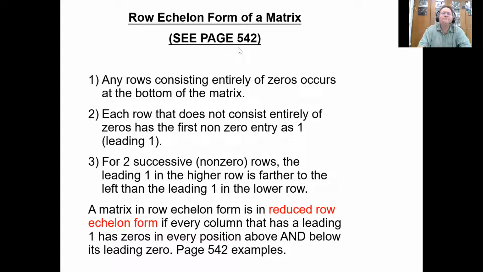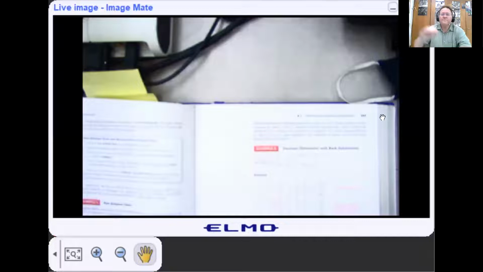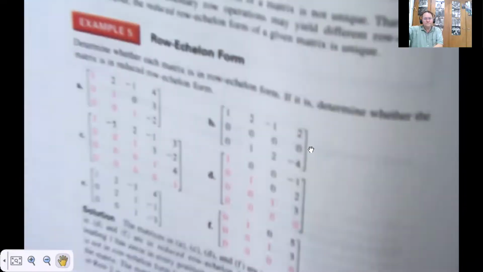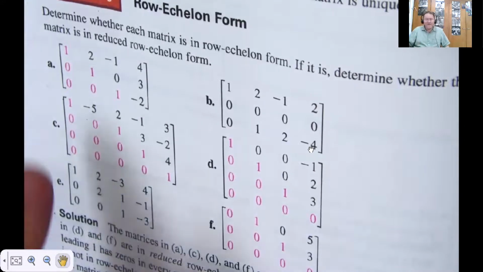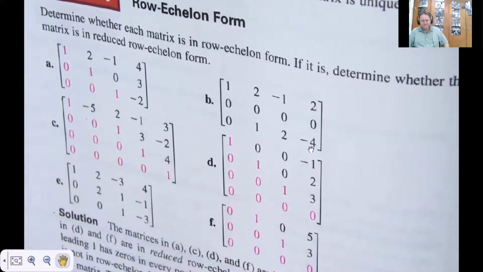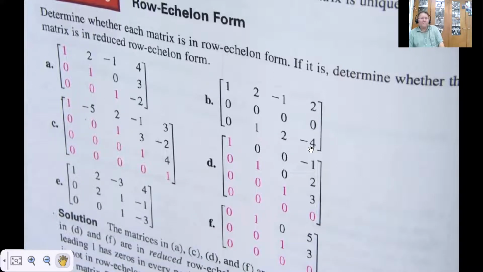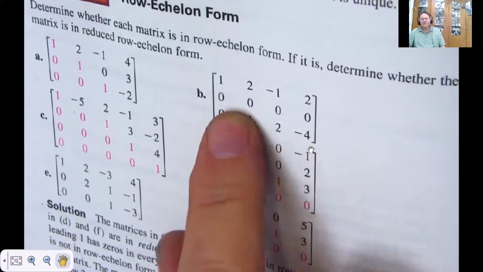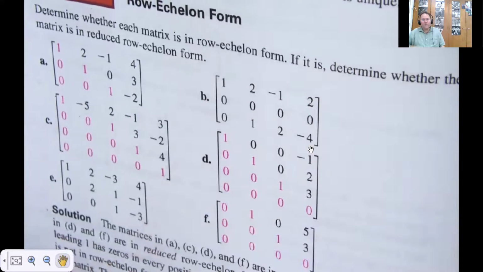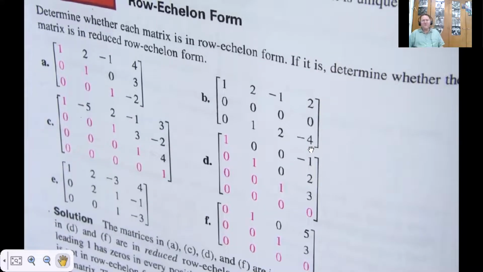All right, let's take a look. Here we go. Let me zoom in. Here are the six matrices they show me. The ones with the pink entries are in row echelon form. The ones in black, which are B and E, are not in row echelon form. You can see B violates that rule. Here's a row that has all zeros, and that row is not the bottom row. So not row echelon form.